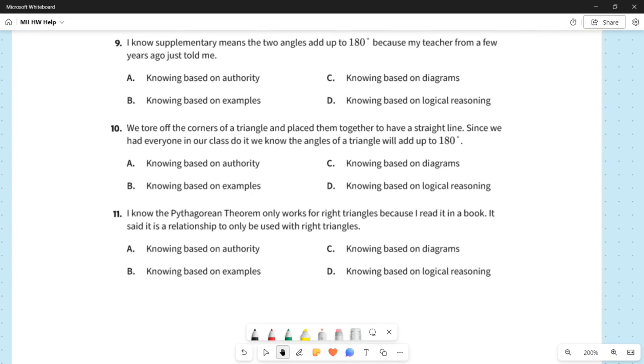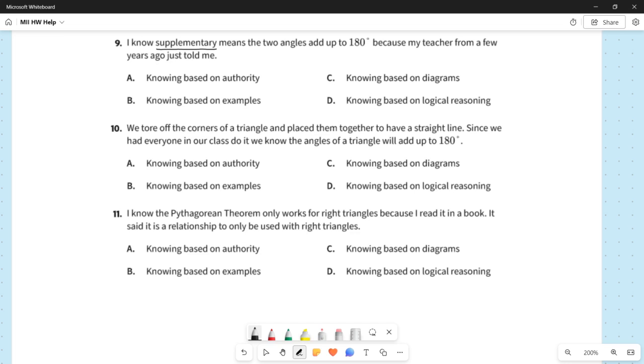Question 9. I know supplementary means the angles add up to 180 degrees because my teacher from a few years ago just told me. All right? So we have this word that comes up in geometry a lot, talking about angles, supplementary. So definitely going to want to know what this word means. And it means that the two angles sum to 180 degrees, and my source for that information is my teacher from a couple years ago.